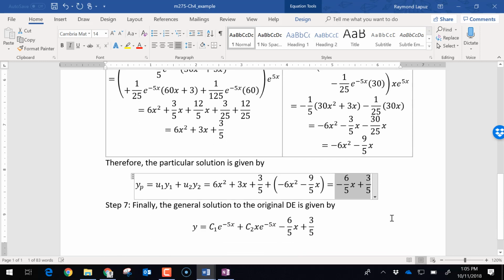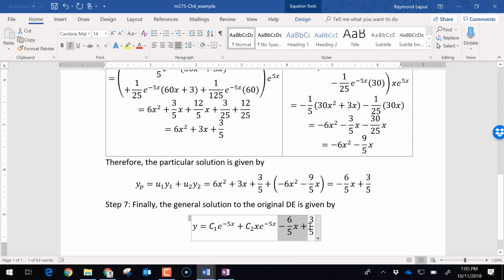So in the end, we just add them up, and then that's your solution. If you look back in your notes, maybe 2 lectures ago, you'd see that this is the same answer that we got.